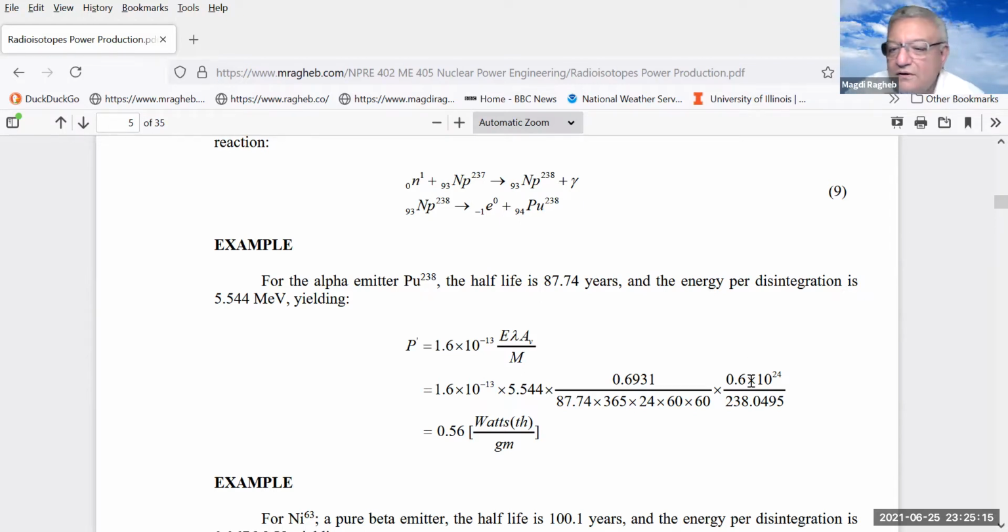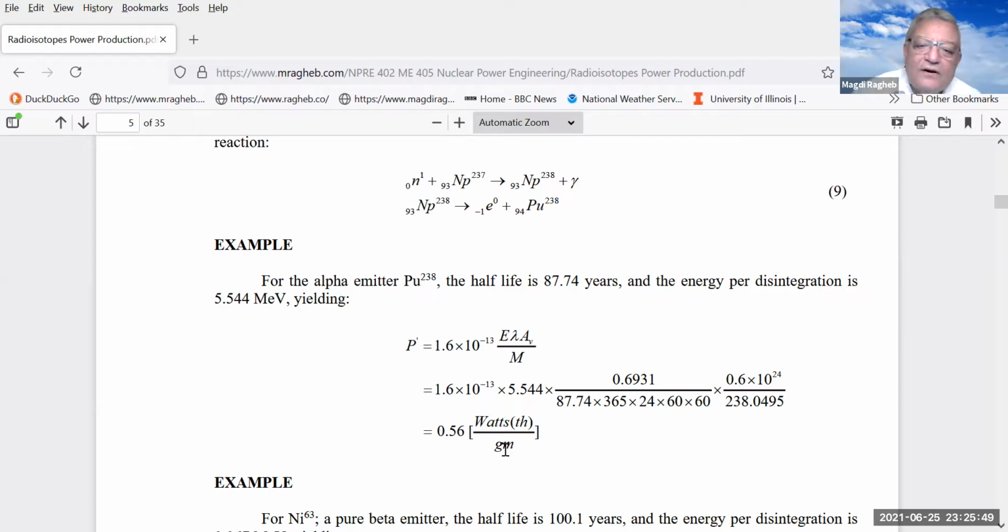If you look at the handbook of chemistry and physics, Avogadro's number is usually listed as 6 times 10 to the 23rd power. We are going to use 0.6 times 10 to the 24th power for a reason. Later on, when we define cross sections, we'll find it's easier to use it in that format. Plug in the numbers and do the cancellations, and you discover that the specific power for plutonium-238 is 0.56 watts per gram, 0.56 watts thermal per gram.